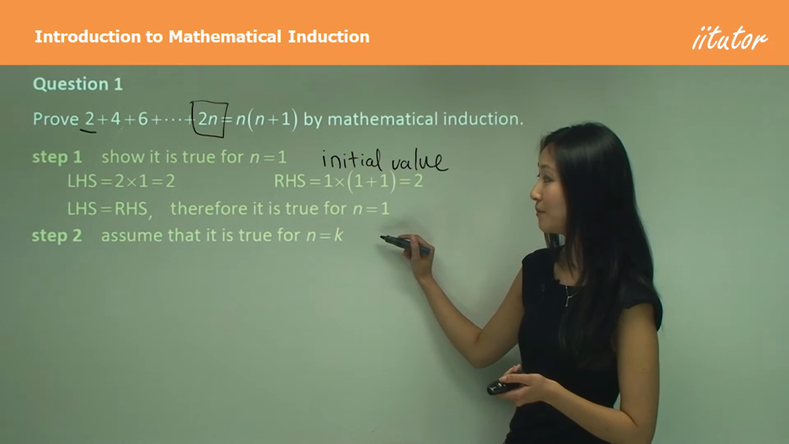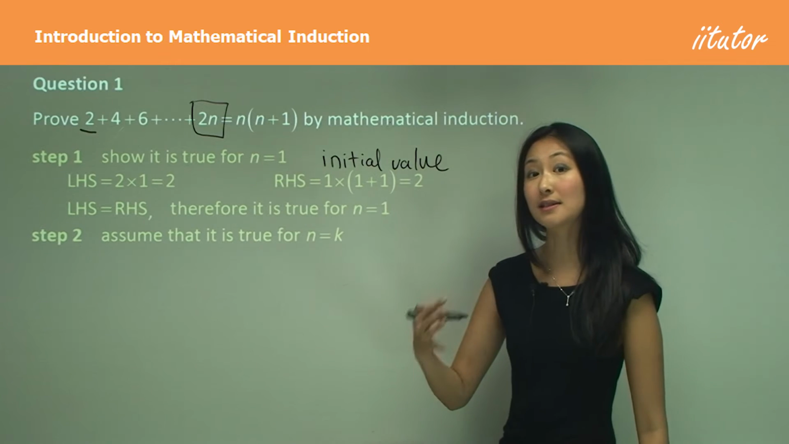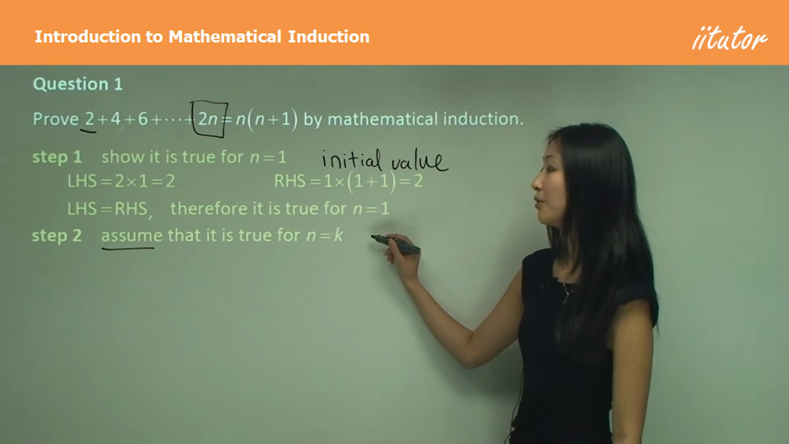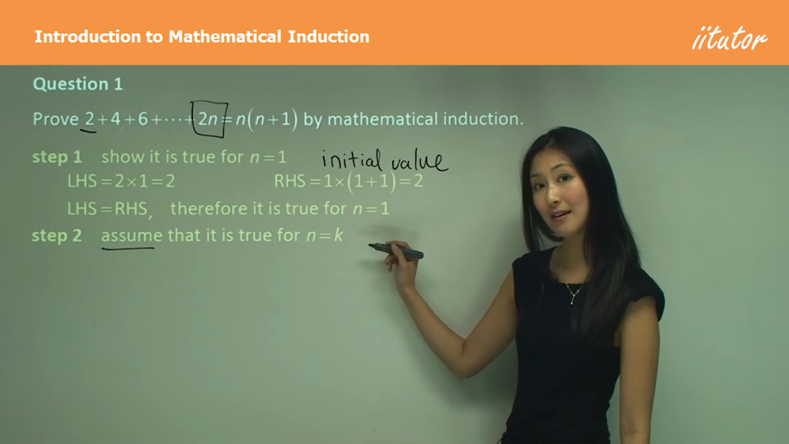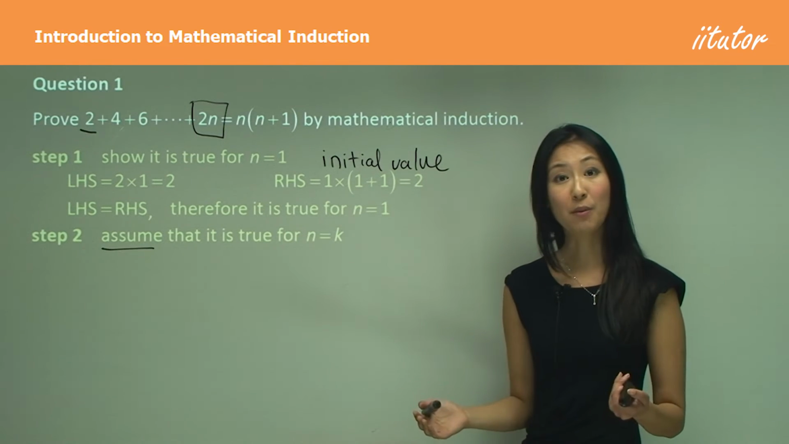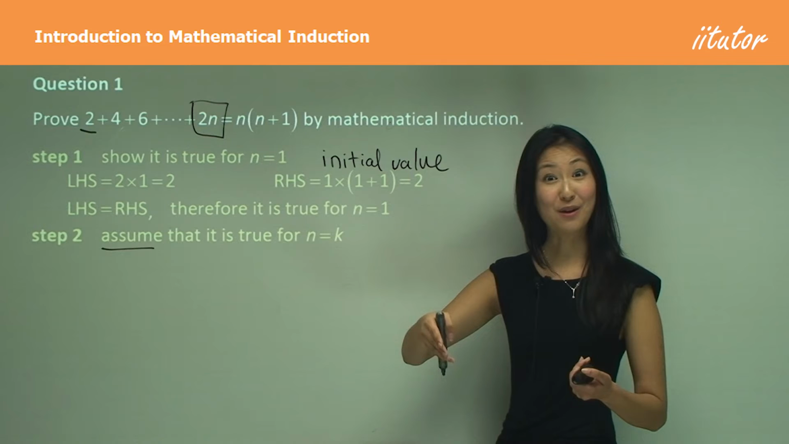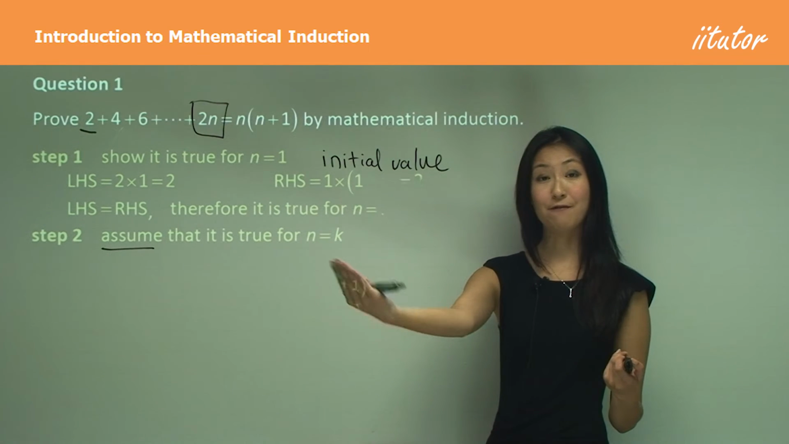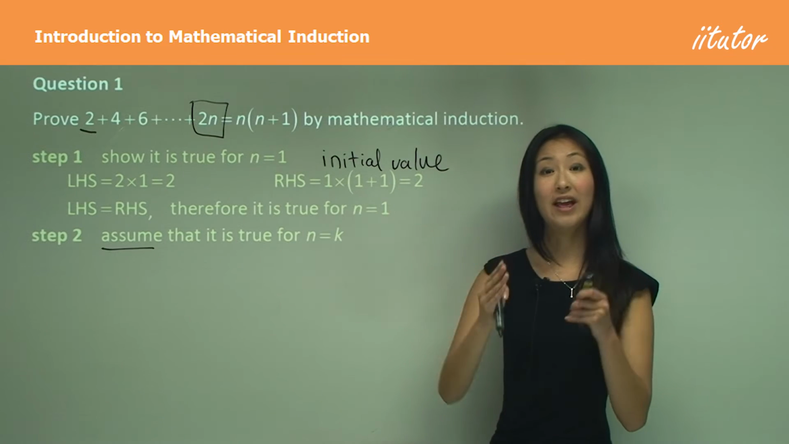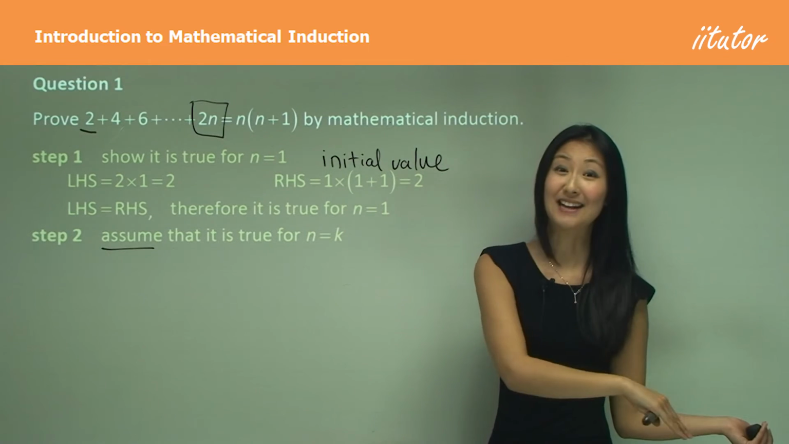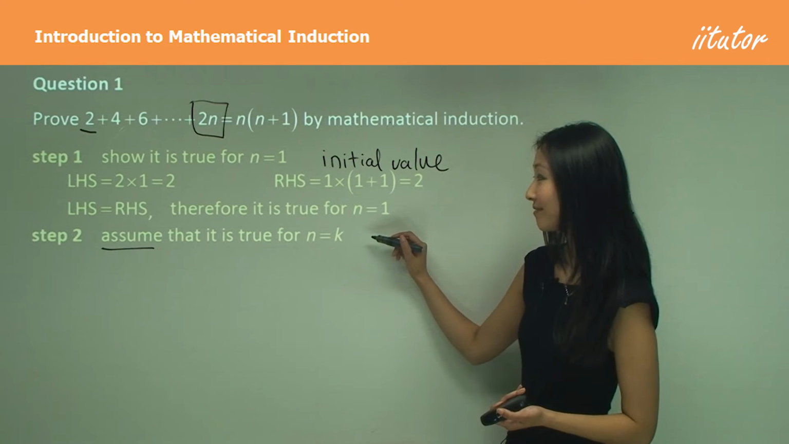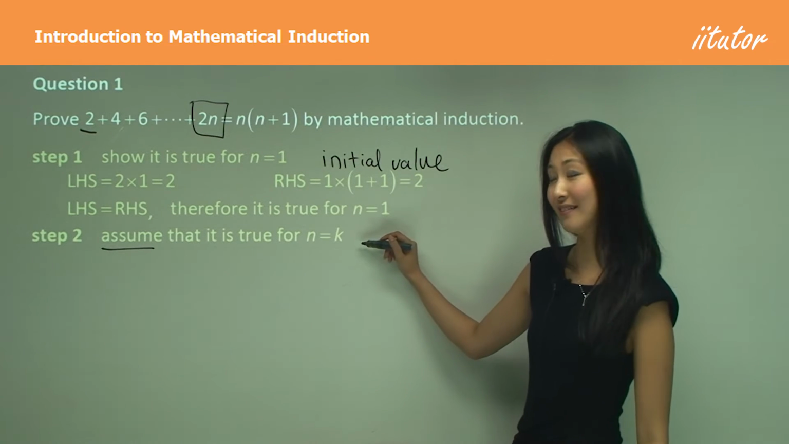Now we can move on to step 2, which is making the assumption. So assume that it is true for n equals to k. So remember, in terms of dominoes, that was when one of the dominoes makes the assumption that yes, if the domino in front of me falls, then I will fall as well and hit the next domino. So we're making an assumption here. And how do we do that once we've written that?